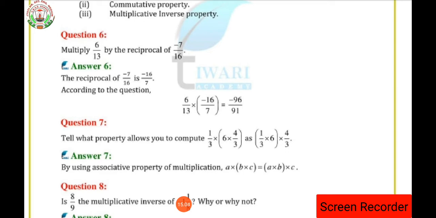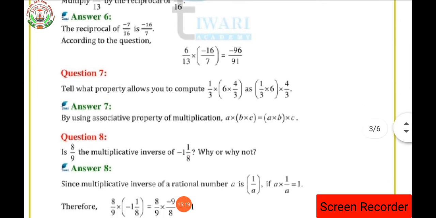So whatever calculation I did over this on the screen, students, it is for verification whether the property is applicable or not. If you want to check, you can check by solving the questions. Clear? Next, question number 8 we are having.